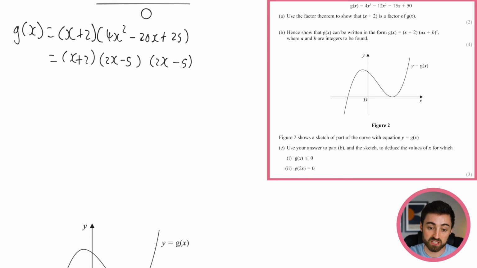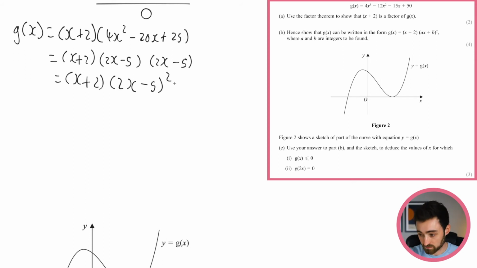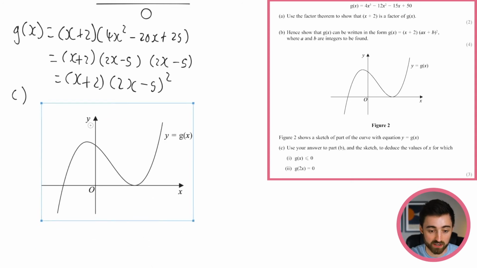So if you were to multiply this out, you'd get 2x times 2x, 4x squared. Minus 10x minus another 10x, so minus 20x. Minus 5 times minus 5 is plus 25. So that works out. Meaning that g of x is x plus 2 times 2x minus 5 all squared. Part C says figure 2 shows a sketch of the curve with the equation y equals g of x.